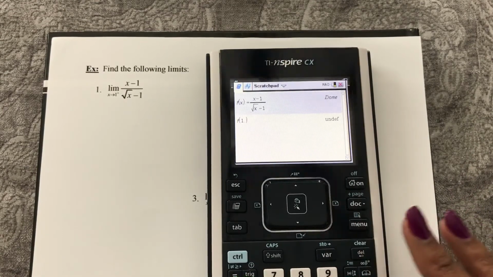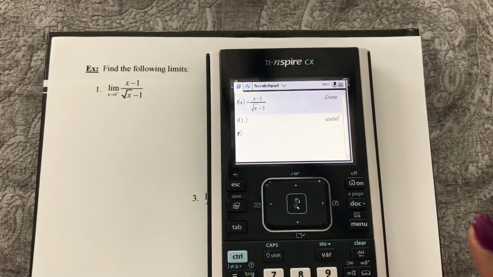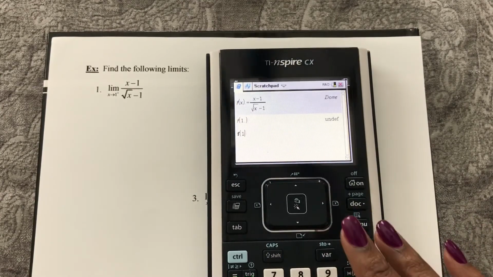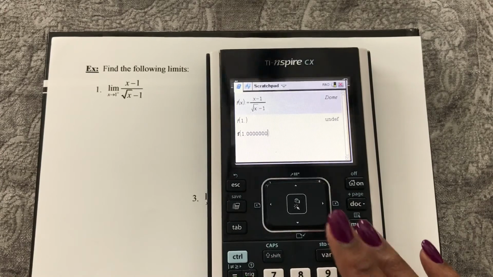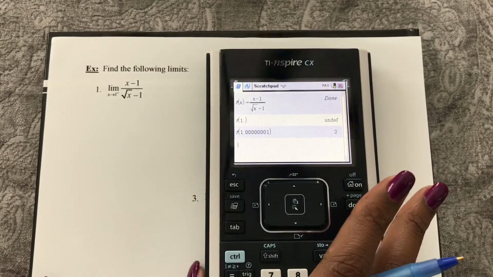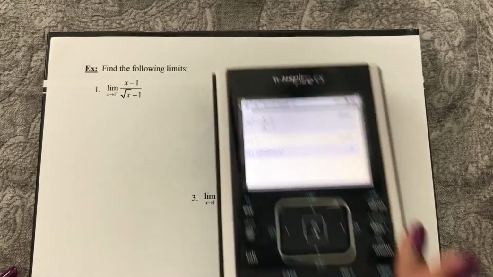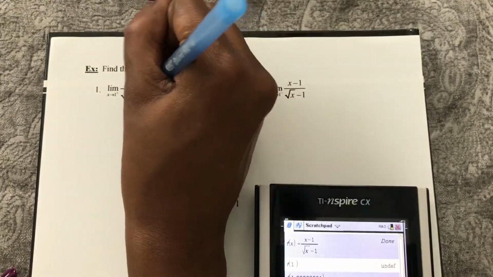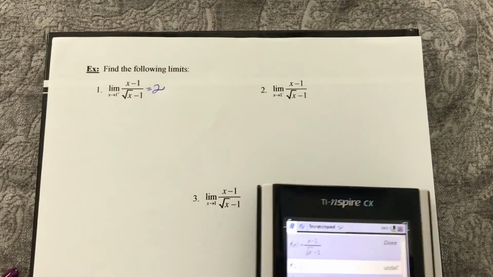So let me try F of 1.000001. Let me do a few less. Okay, that's better. It's approaching 2. I think I was a little too close to 1 in that last one, so be careful there. So we know from the right side, or the positive side, that function is approaching 2.